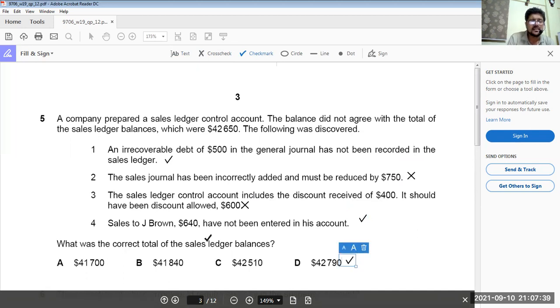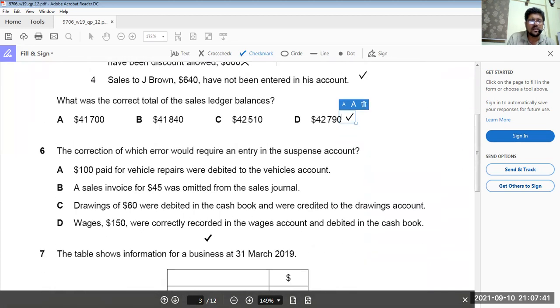Okay. Now move to next question. Question number 6. The correction of error, which error would require an entry in the suspense account? Now see. This is an error of principle.